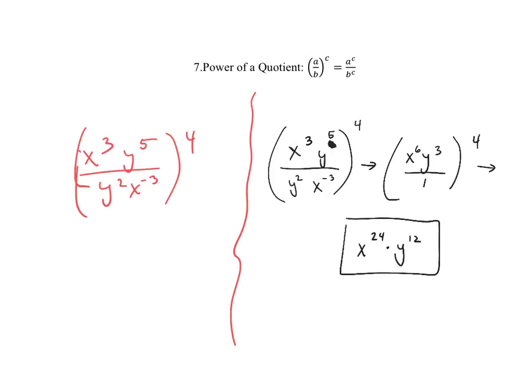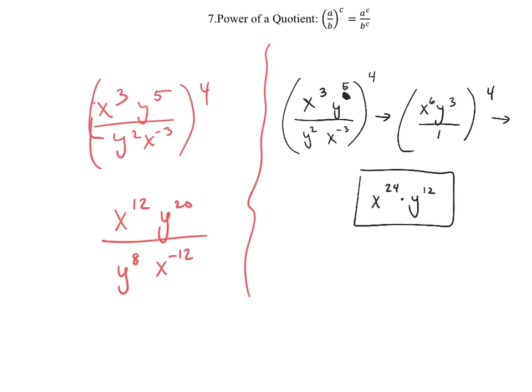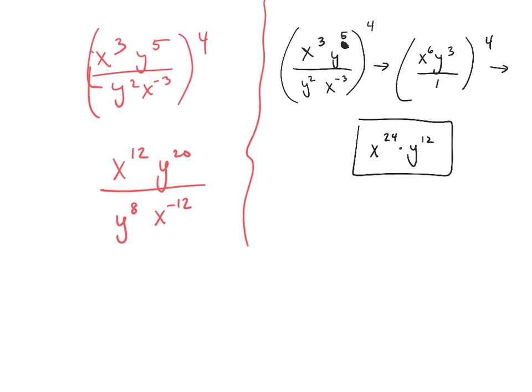Raising all those powers to powers, we have to multiply all those numbers. So x cubed to the 4th is x to the 12th. Y to the 5th to the 4th is y to the 20th. In the denominator, it becomes y to the 2nd to the 4th, which is y to the 8th. And x to the negative 3rd to the 4th is x to the negative 12th. So that's what I would get if I did it this way. But I can recognize that I can continue to simplify this.